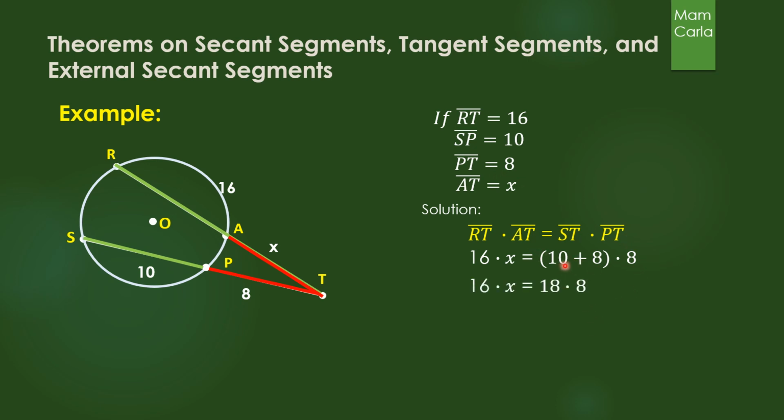So we work on the parenthesis first. 10 plus 8 is 18. So 18 times 8 is 144. 16 times x is 16x. To solve for x, we need to divide both sides by 16. So the value of x is 9.